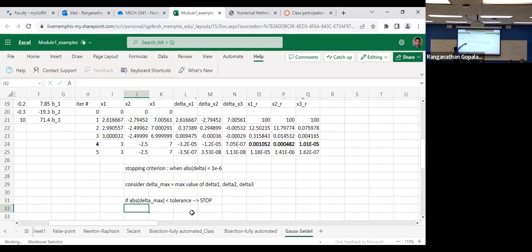Now, if you look at these values here, you started at 0. You can substitute these three values here, 3, minus 2.5 and 7. You can substitute them back into the equation and you will find that they do satisfy the equation. So they are actually the roots of the problem. Now, based on this criterion, when should we stop? Is it iteration 4 or iteration 5?